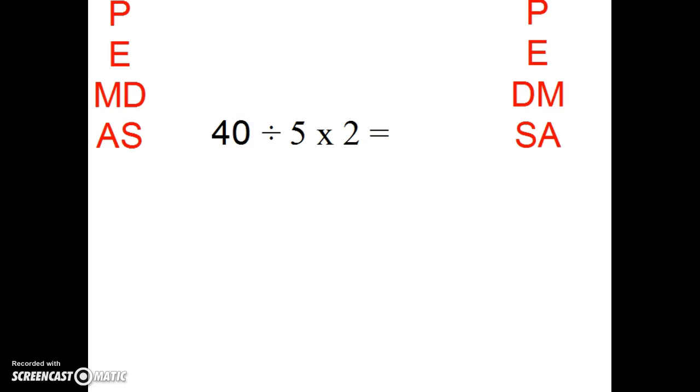This time I'm multiplying and dividing in the line. They both have equal power again. They're on the same line, the same level in our tower of power. So I'm going to do whichever one's first in line. 40 divided by 5 is 8. 8 times 2 equals 16.